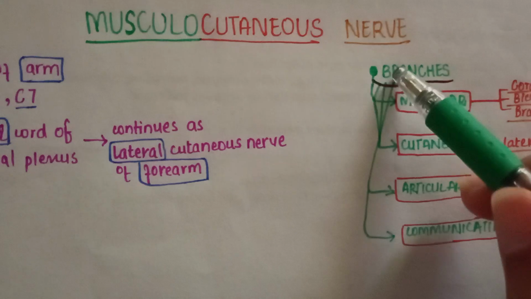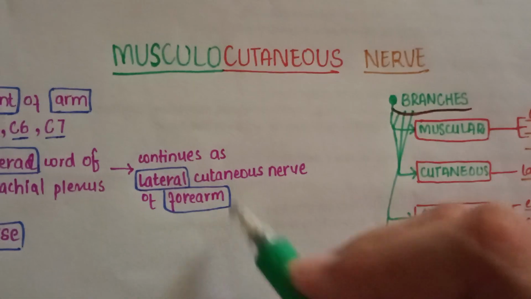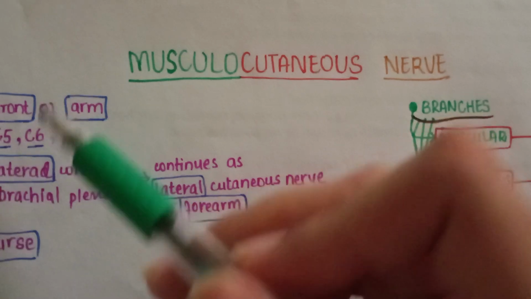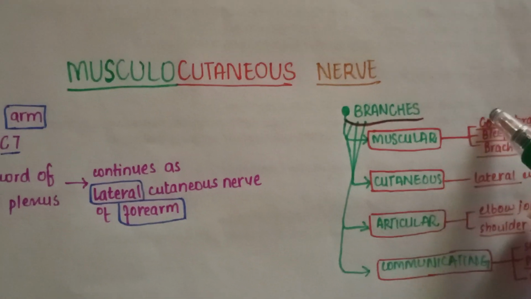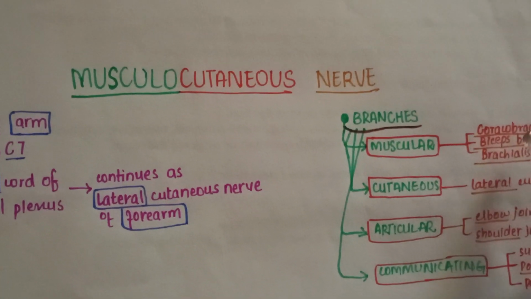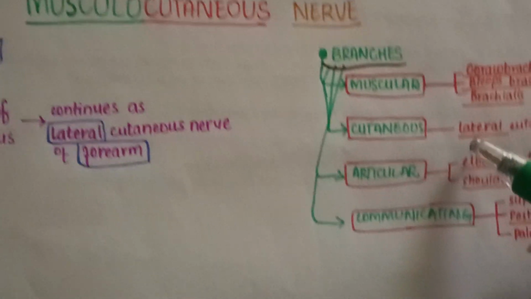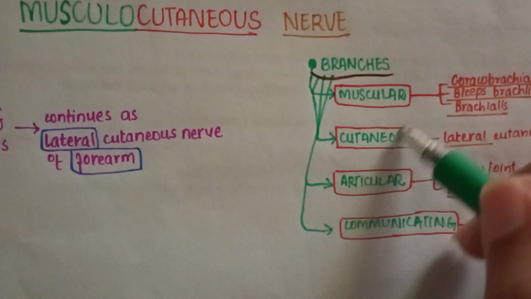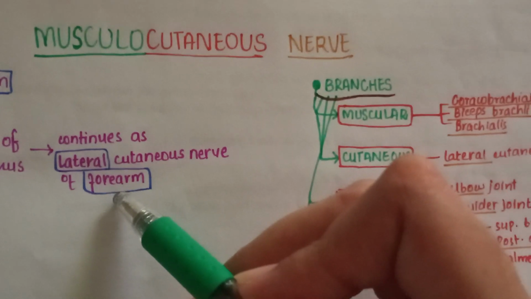So first you have your muscular branches, and I have already told that it supplies the muscles of the front of arm. So you have your muscles, that is your coracobrachialis, your long and short head of biceps brachii muscle, and your brachialis muscle.